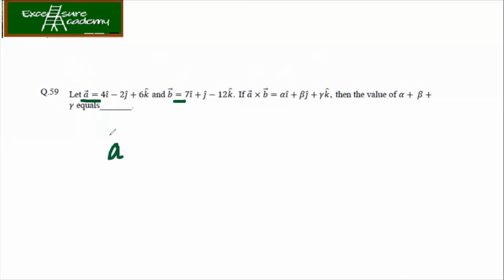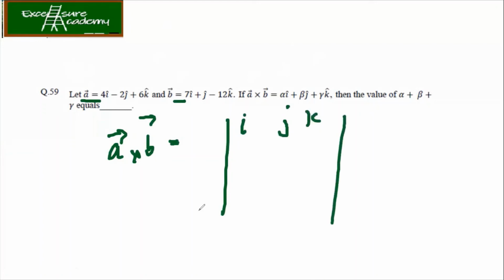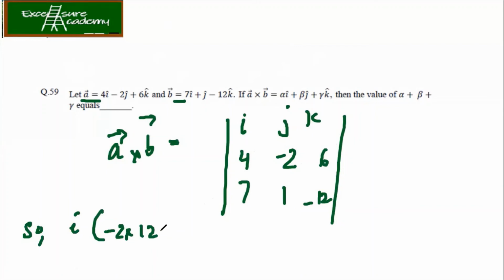So for this, A cross B is equal to the determinant of i, j and k. So if you guys don't know, please go through this. It's very simple. There's nothing hard in this question. Okay. So when you solve it, for i, if you hide this row and column, minus 2 into minus 12, then minus 6 into 7 you get over here. Then minus j.